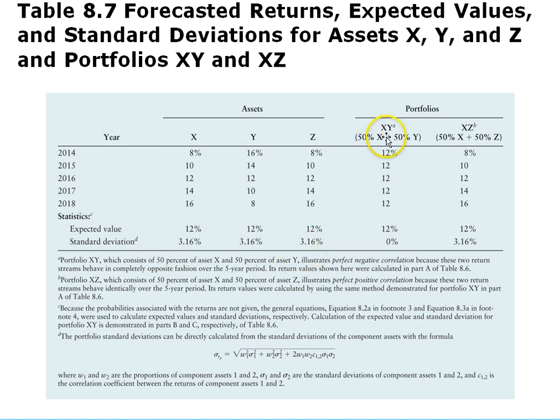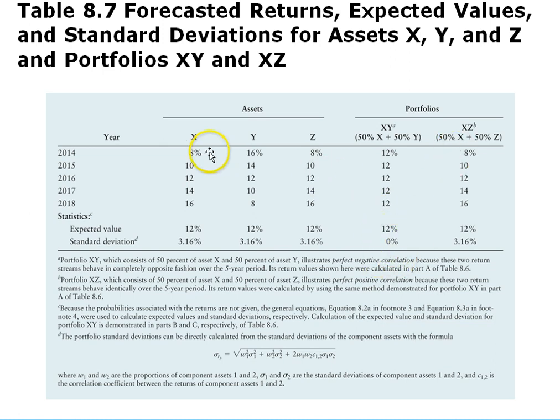So if we make a portfolio of X and Y, we see that they have the same expected return, an average return, and so the standard deviation is 0. So this portfolio of X and Y is going to return 12% all the time.